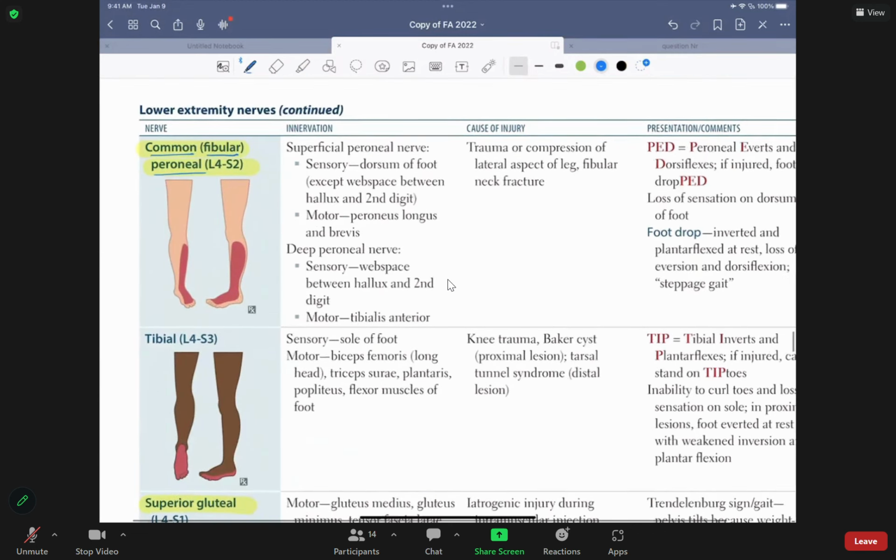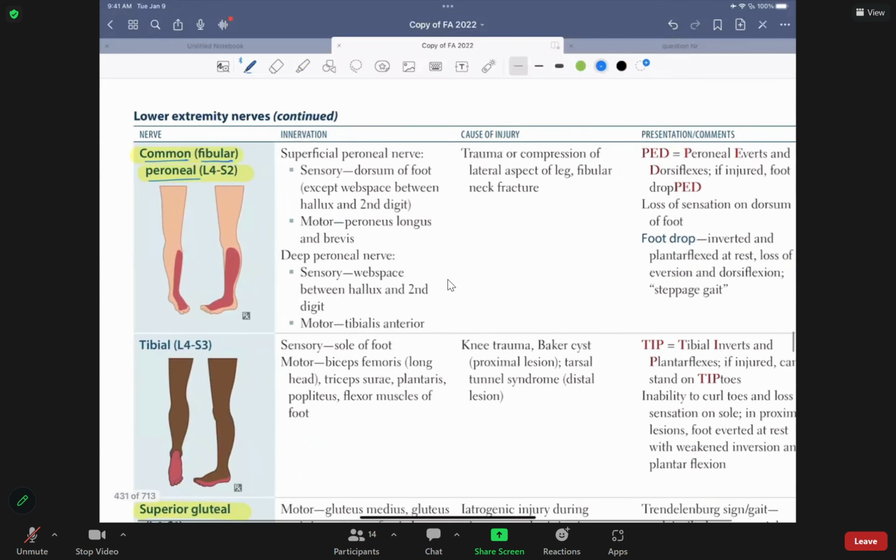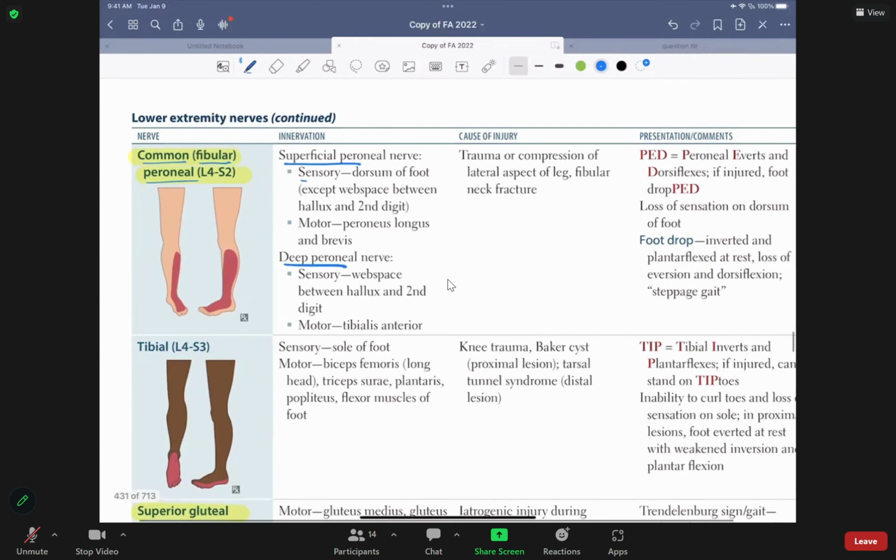Now, when it comes to the common peroneal nerve, there are two fibers, a superficial fiber and a deep fiber. The superficial takes all the sensory of the dorsum of the foot, except the web space between the hallux and second digits. Imagine if this is my foot, it's the first one. They don't take the sensation on this area. That's why it takes everything except the first and second digits, folks, okay?